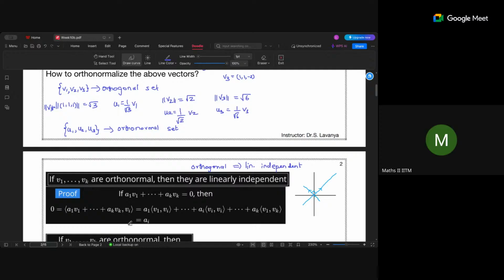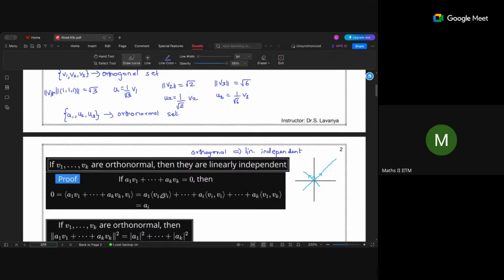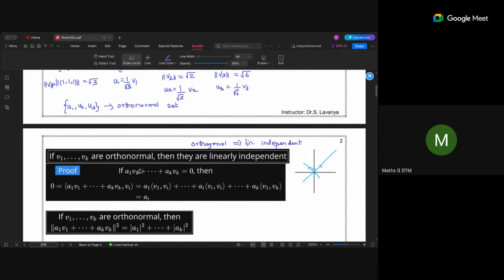Here is a simple proof of that. First, what is the definition of linear independence? Let's say you have some k vectors v1, v2, ..., vk. To show that they are linearly independent, how do we show it? We first assume a1 v1 plus etc. ak vk equal to 0, and then if all the ai's are 0, we know that this given set is linearly independent. Now we have assumed that this is equal to 0. What do we need to prove? Each of the coefficients is 0. How are we going to prove that?